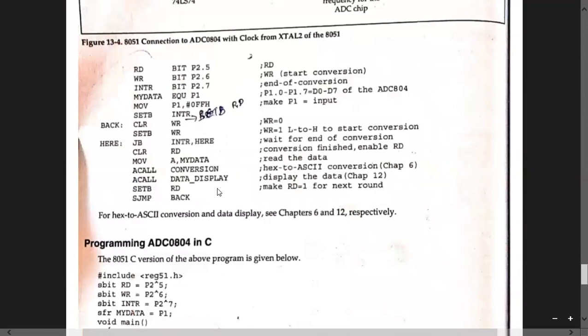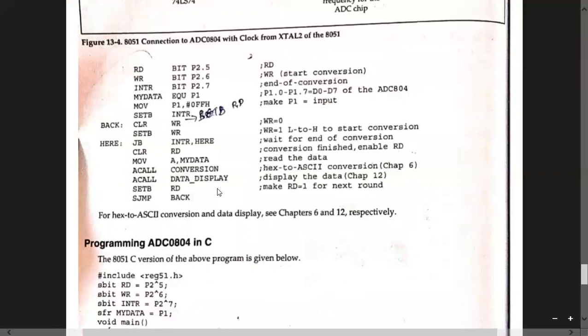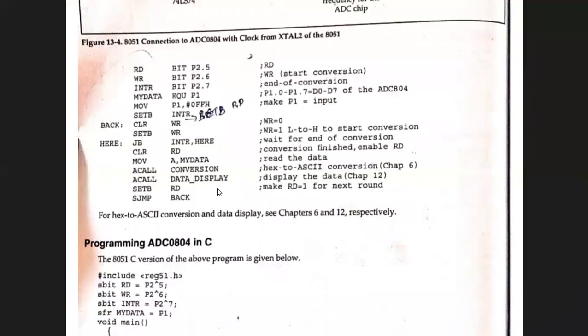So we'll start the programming part. What is the first step to convert analog to digital data? CS is equal to 0. What is equal to 0? CS. CS, right? The chip select is equal to 0.